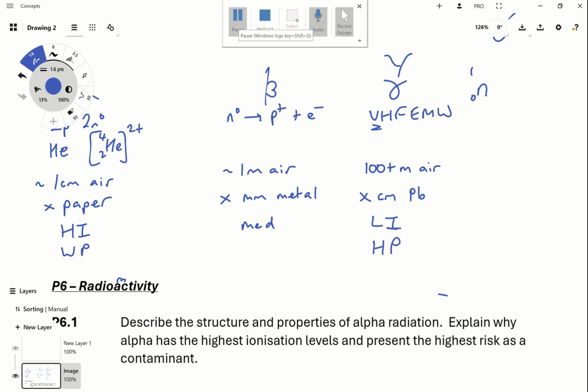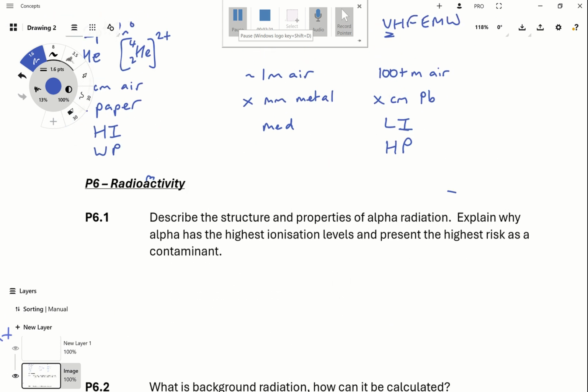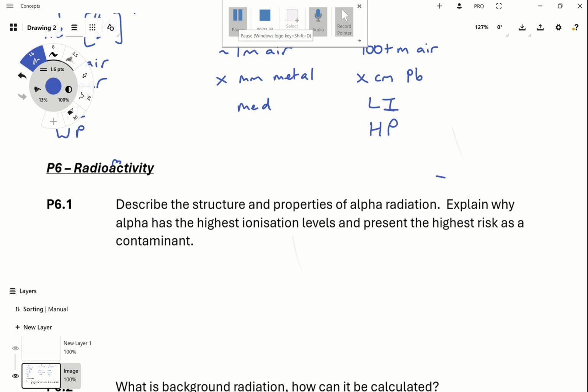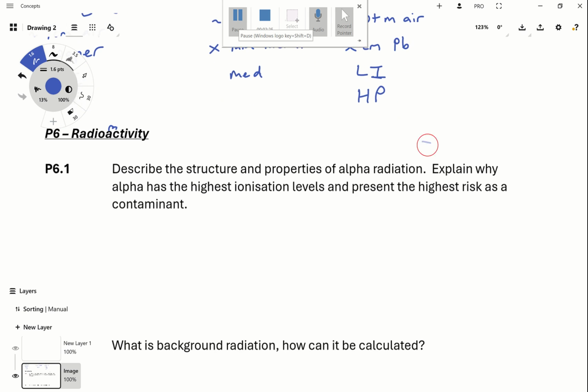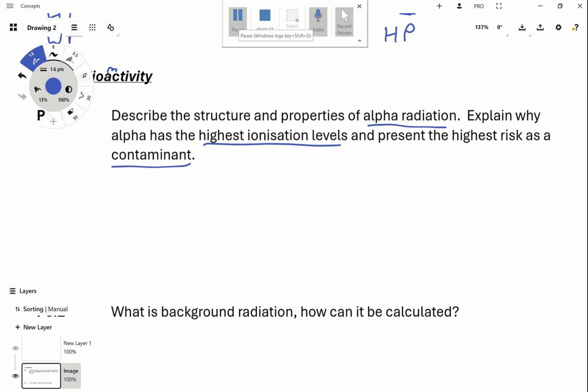So that's all the basics there in terms of make sure you know that off by heart and back to front. And if you don't, go onto YouTube and Google some of the videos. There's some really good videos on it. So it says, describe the structure and properties of alpha radiation and explain why alpha has the highest ionisation energies and the highest risk as a contaminant. So quite a lot to say here.